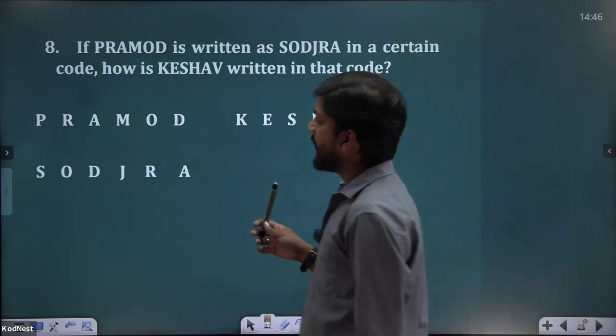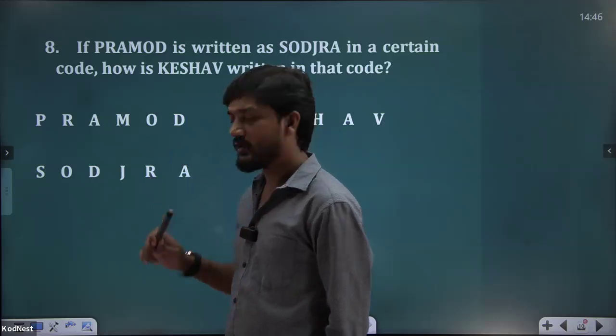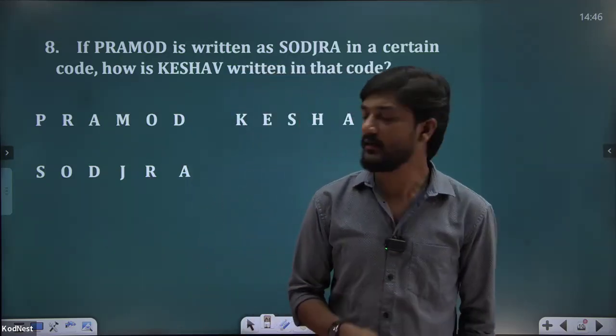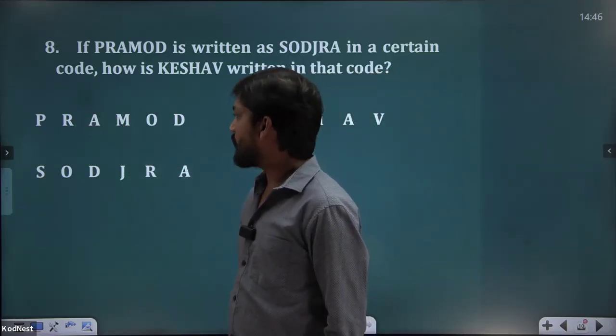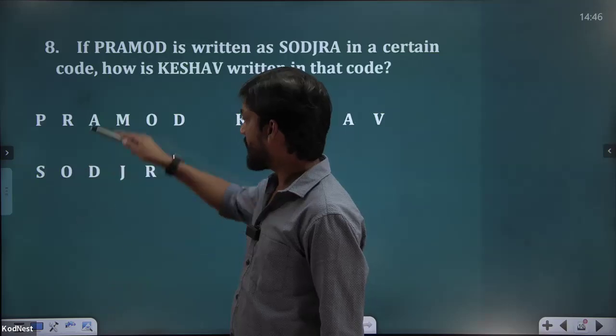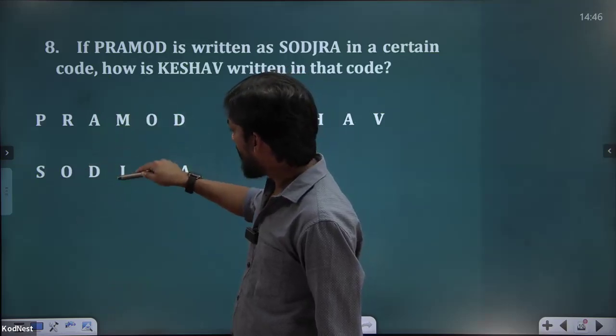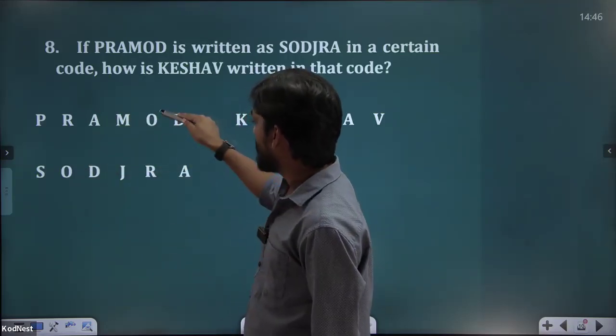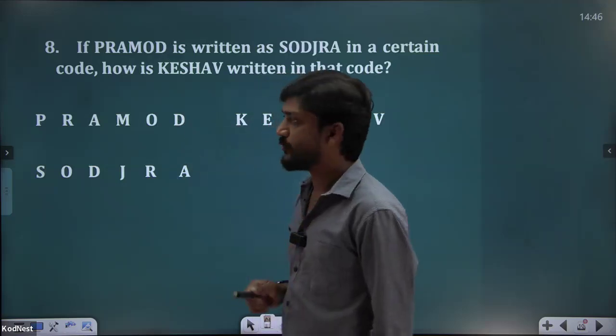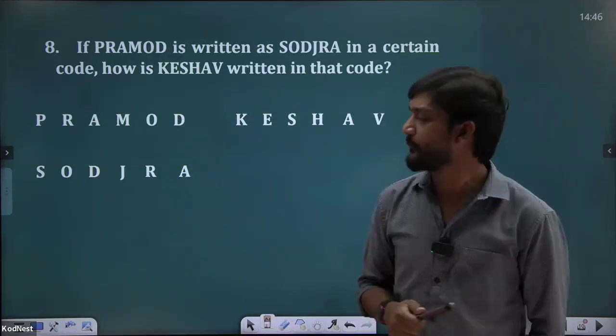So first, I will try to observe if the letters are close to each other in forward pattern. So P and S are close, R and O are close, A and D are close, M and J are close, O and R are close, D and A are close. So yes, they are close.